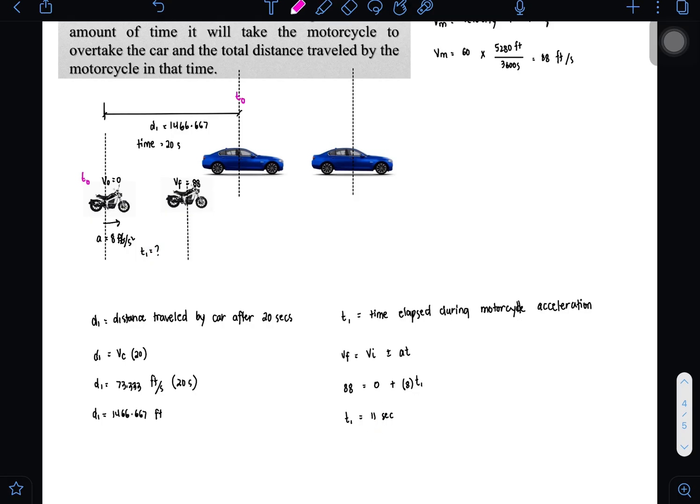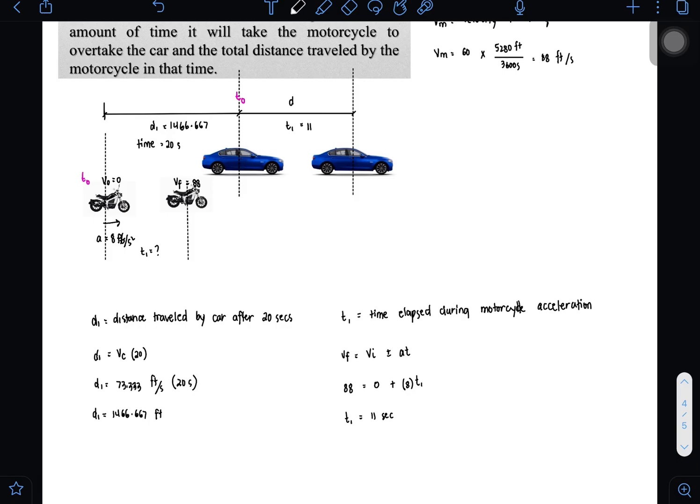Then after t1, meaning 11 seconds, the car also travels after this t1, no? When the motorcycle travels T1, the car also travels T1. Because this is the initial T0, as soon as it reaches here with the time of 20 seconds, the motorcycle starts to overtake or try to chase the car. So this T1 is 11 seconds, so therefore we need this distance.